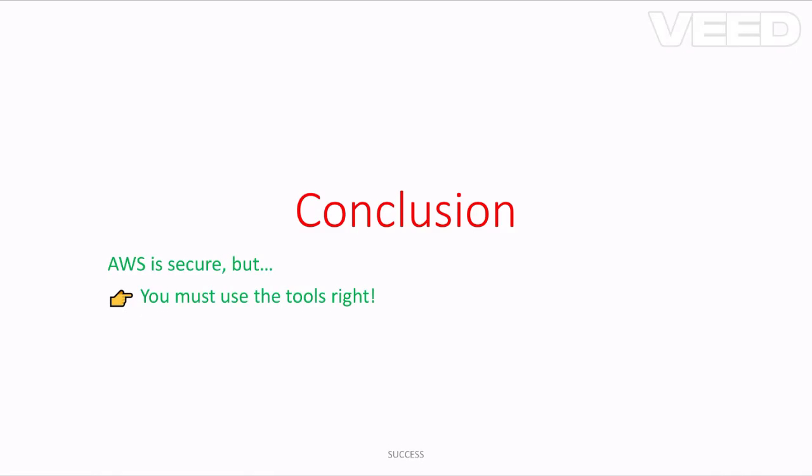AWS provides powerful security tools, but it's up to you to configure them correctly. Start simple with IAM, MFA, and monitoring tools like CloudTrail, GuardDuty, and CloudWatch. With just these steps, you'll already be much safer.